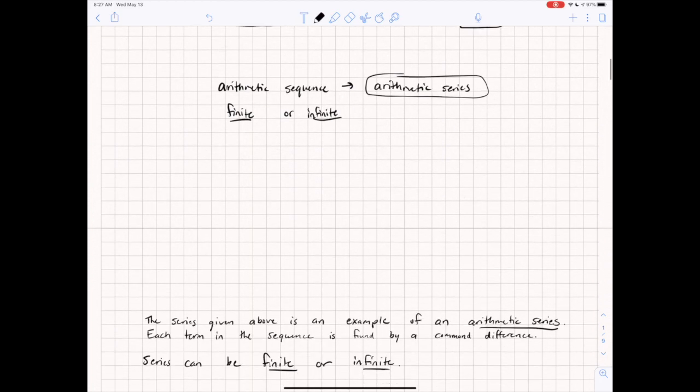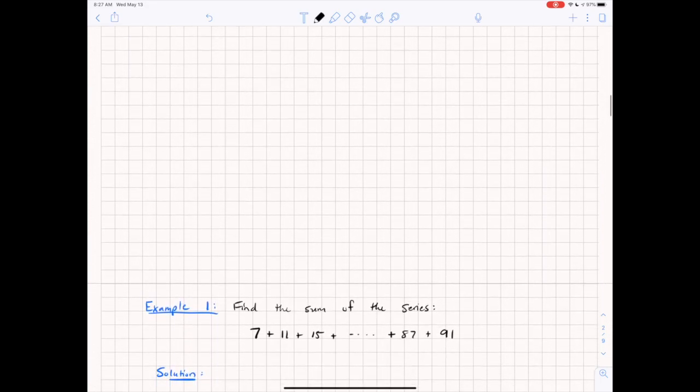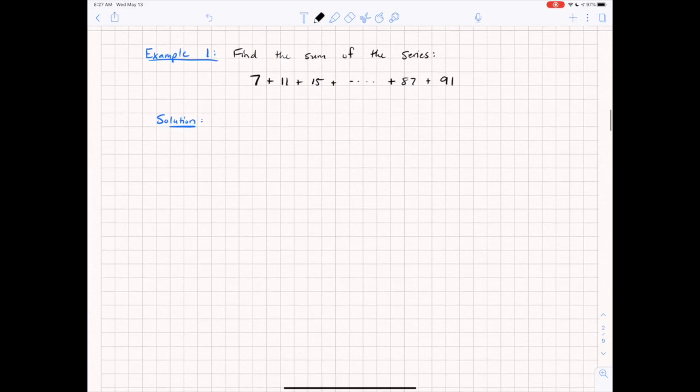So let's take a look at an example and see if we can apply what Gauss did to a different style of sum. Here again, notice that this is specifically an arithmetic series. The common difference is 4. We can see that by going from 7 to 11 and then 11 to 15, etc., all the way up to 91. So Gauss, again, said let's pair up the first and last numbers.